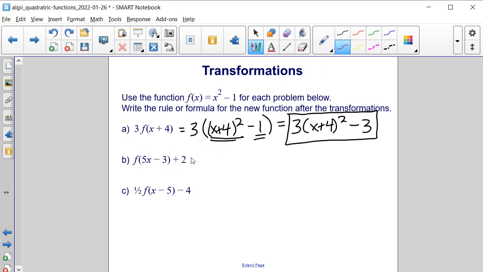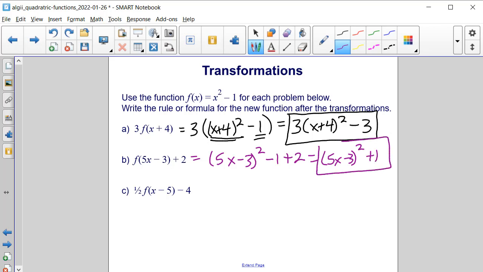All right, now let's look at the next one. So wherever an x occurs, we are going to put 5x minus 3 in its place, and then we have to put a plus 2 at the end. So we have 5x minus 3 quantity squared minus 1, and then the plus 2. Now these two constants at the end, we can combine them together, and that gives us 5x minus 3 quantity squared plus 1 as one rule or formula for the new function.